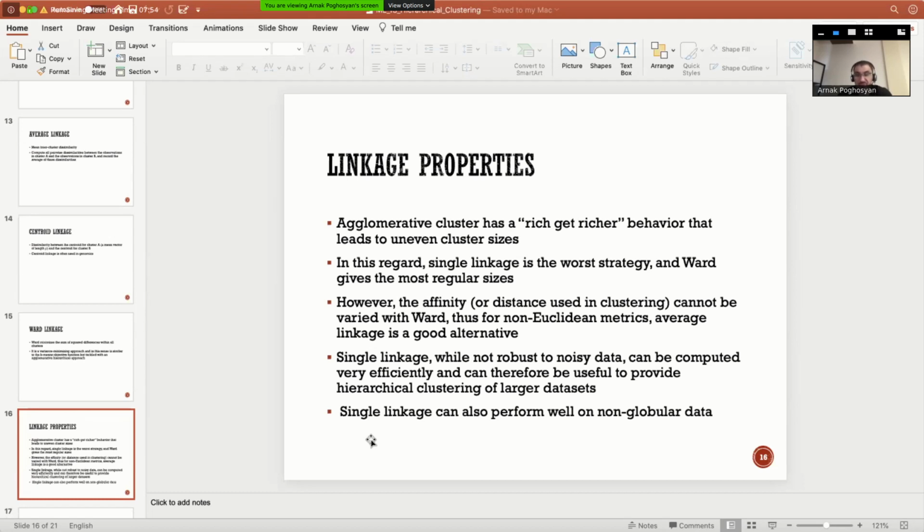Rich-get-richer means that if you have a rather big cluster, then the more observations you are merging with this bigger cluster. So when you have a rich cluster, it's becoming richer and richer. This is one of the disadvantages of agglomerative clustering. And when you are using single linkage, it is the worst strategy. And Ward is giving the most regular sizes.